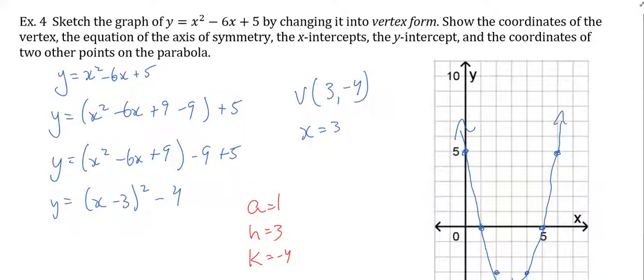We can get the x-intercepts from this one. We can get the y-intercept. So we can get all this great information now that I've graphed it and completed the square. Does that make sense?